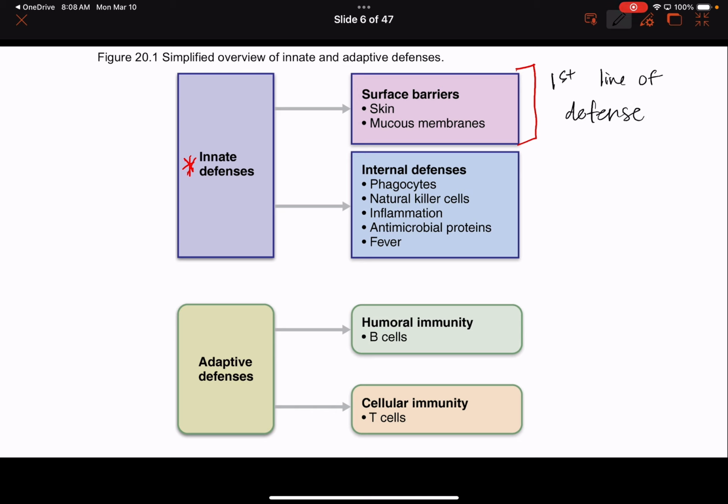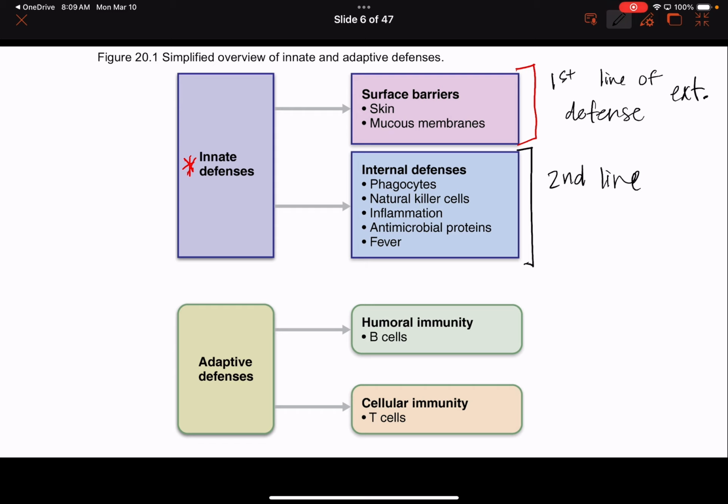So if those fail to protect you from the foreign invader that's trying to come in, then your second line of defense is the internal defenses. So these guys are external, and your second line of defense is internal. This includes phagocytes. You don't have to write all these down. We're going to go over each one of these individually.